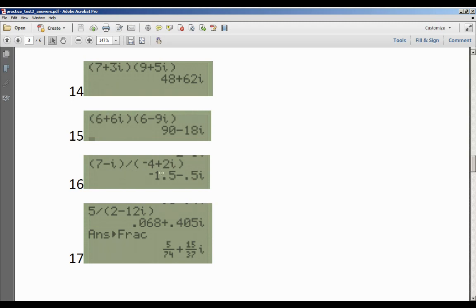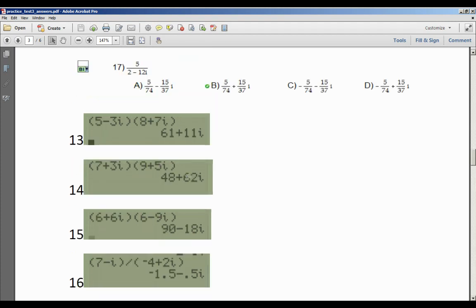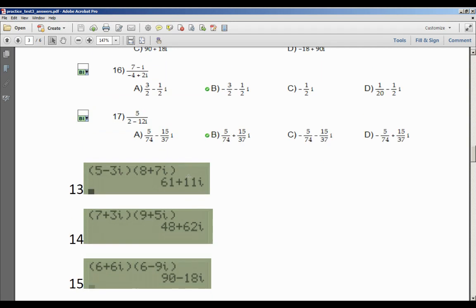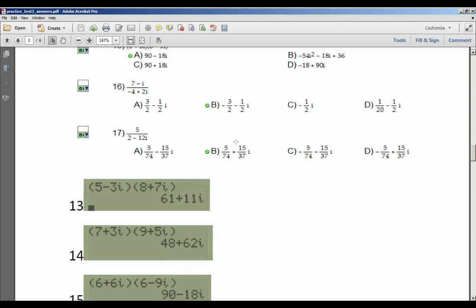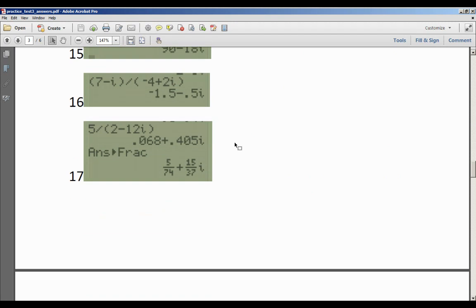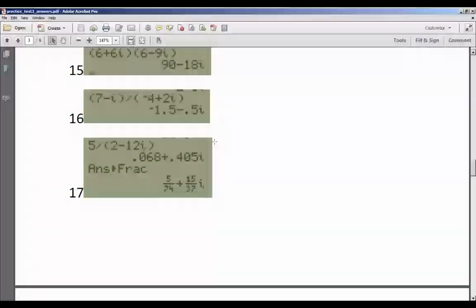Your calculator is going to give you an answer in a decimal representation. Negative 1.5 is the same as negative 3 halves. 0.5 is the same as 1 half. So that's why on number 16, it ends up being letter B. Negative 1.5 is negative 3 halves, 0.5 is the same thing as 1 half. So, in fact, it's a negative, so negative 0.5, negative 1 half.